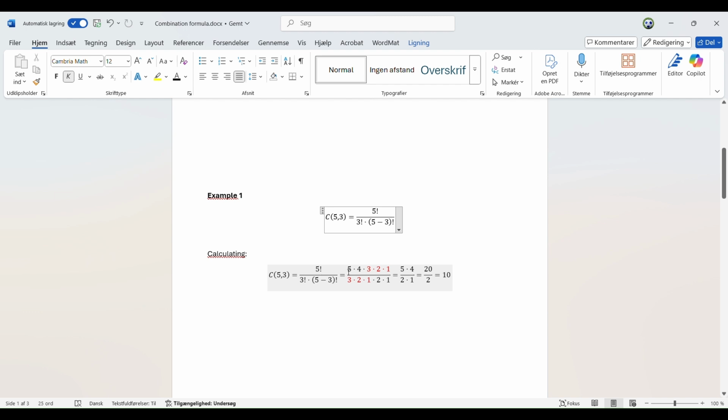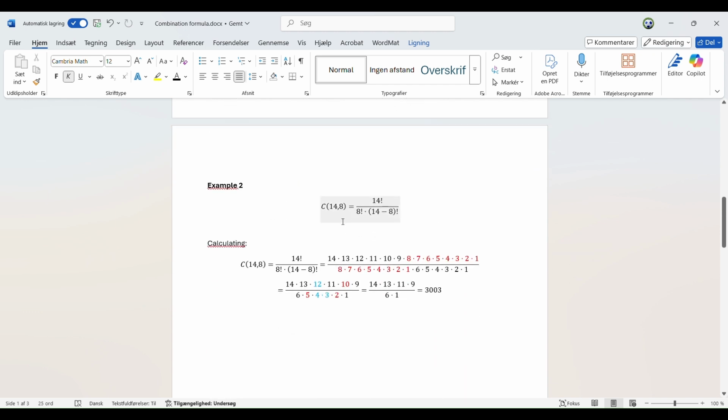So 5 factorial would be 5 times 4 times 3 times 2 times 1, 3 factorial would be 3 times 2 times 1, and 5 minus 3 equals 2 factorial, so that would be 2 times 1. All the numbers that equal each other in the numerator and denominator, we can let them go, and we are left with the black numbers here. So 5 times 4 over 2 times 1, and that equals 20 divided by 2, and that equals 10. So if we had to choose 3 out of 5 elements, you could do it in 10 different ways.